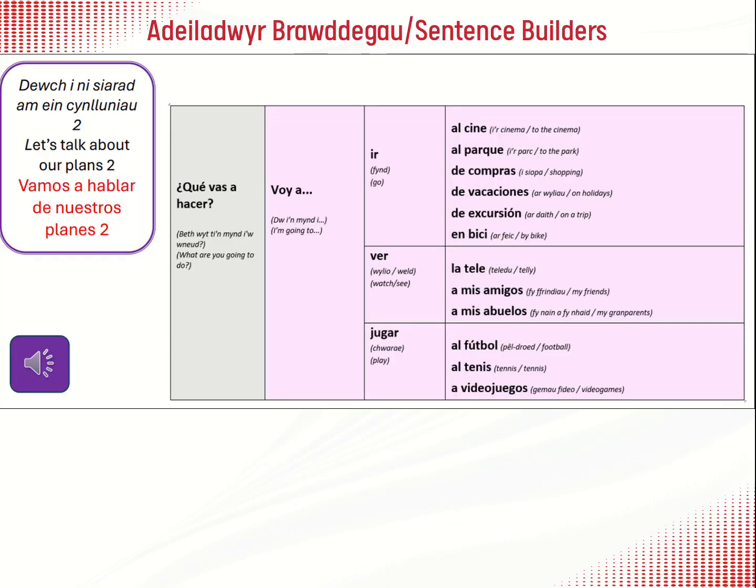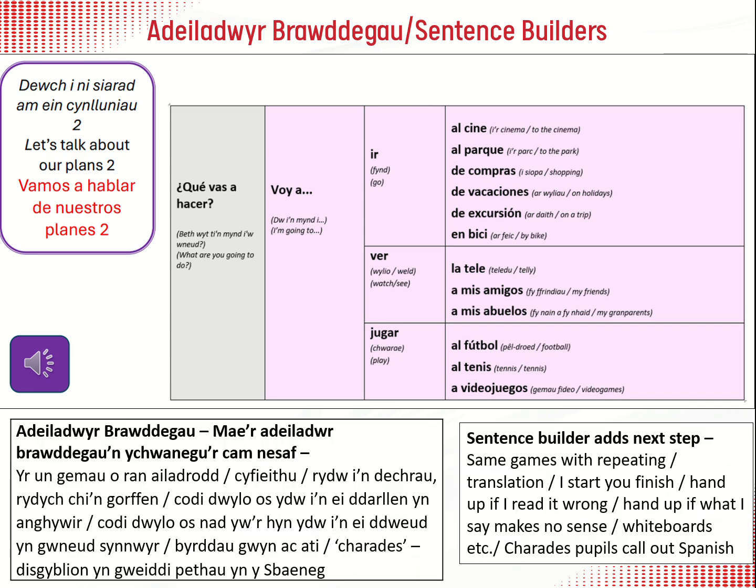This is another example of a sentence builder. So once they've learnt these, as you can see from the previous photos, then they begin to put it in a sentence, taking something from each box. So I am going to go to the park, or I'm going to see my friends, whatever it is. And there's so many, again, different games you can play with this, different sentence builder type repeating games, translations. You can act them out. They could play charades, so a pupil could come up and act out playing football. First hand up to say, voy a jugar al fútbol. So many activities you can do with whiteboards as well.